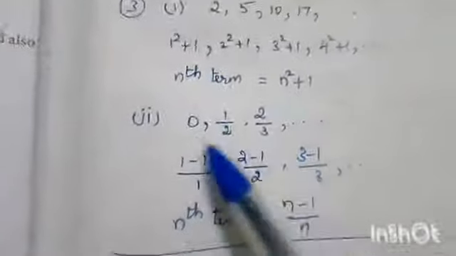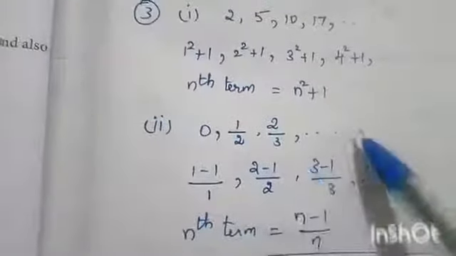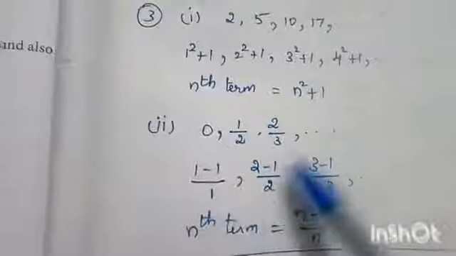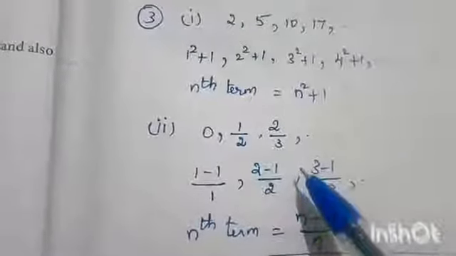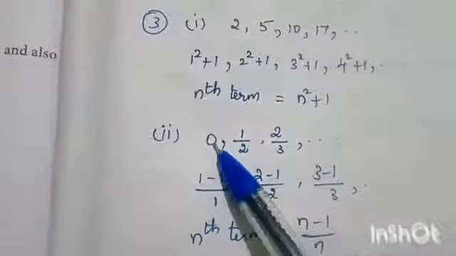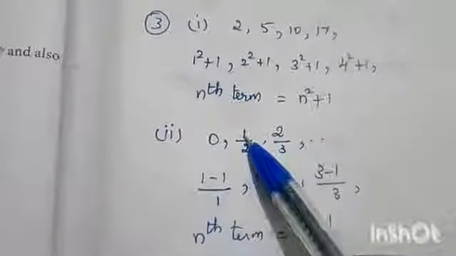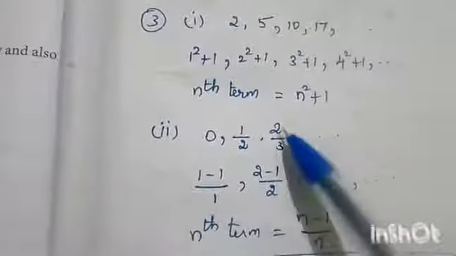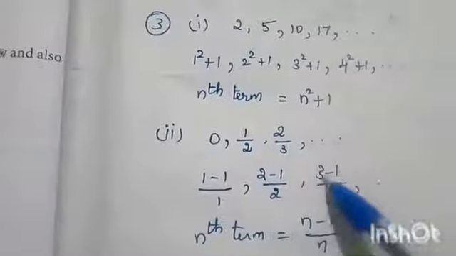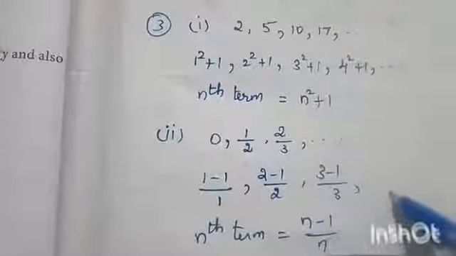The second one, 0, 1 by 2, 2 by 3, etc. Here we have to consider the numerator and denominator both. So we need 0, so 1 minus 1 by 1. How do you get 1? 2 minus 1 by 2. Here it is 3 minus 1 by 3, etc.